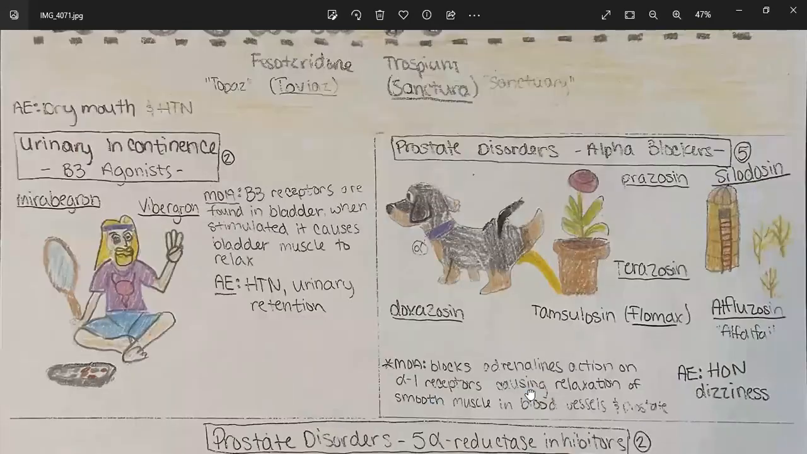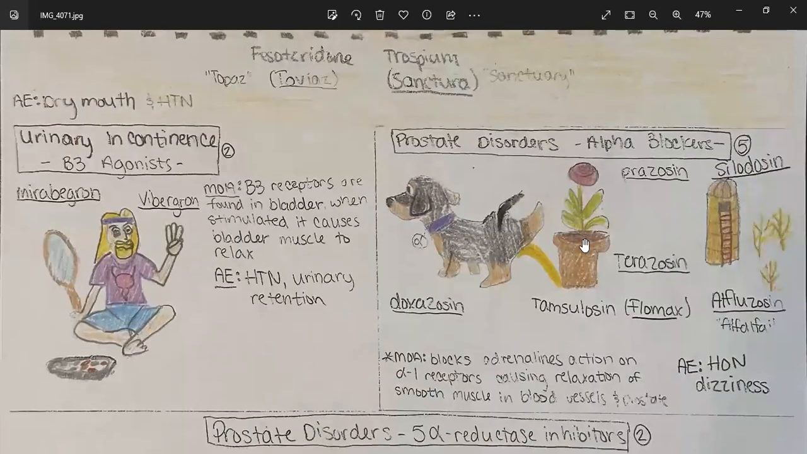So then another drug for prostate disorders are your alpha blockers. And we've seen this image before. I just added 2 new drugs to it, but I'll go over all of them again. So the MOA for alpha blockers is that they are going to block adrenaline's action on alpha-1 adrenergic receptors. They're going to cause relaxation of the smooth muscle in blood vessels and the prostate. And keep in mind, they block alpha receptors everywhere. So they can cause vasodilation all over the body, which is why they can treat hypertension.